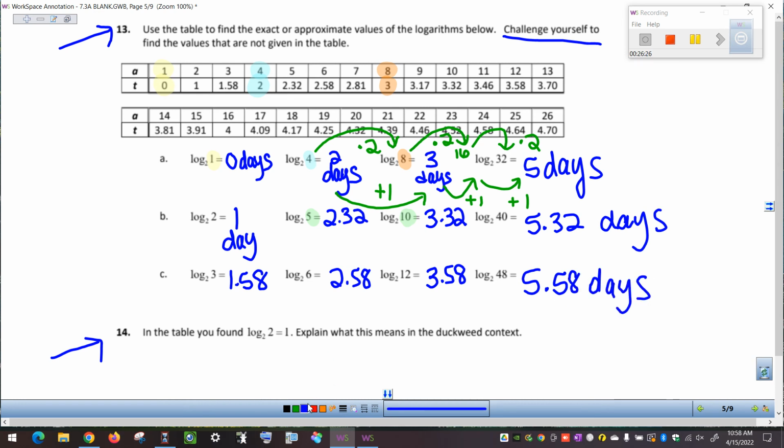All right, now number 14 is asking us about this little piece that we evaluated just a few minutes ago. We found that log base 2 of 2 equals 1, and we wanted to explain what this means in the duckweed context. We want to put this into words. Mark, how can you do that? I said it takes 1 day for the duckweed to grow to an area of 2 meters squared.